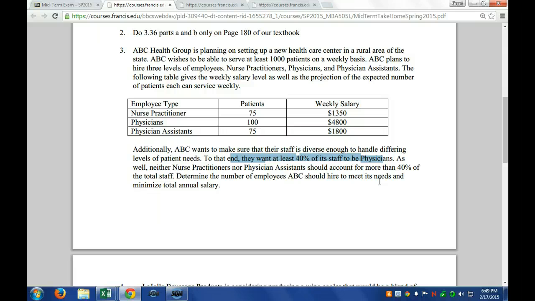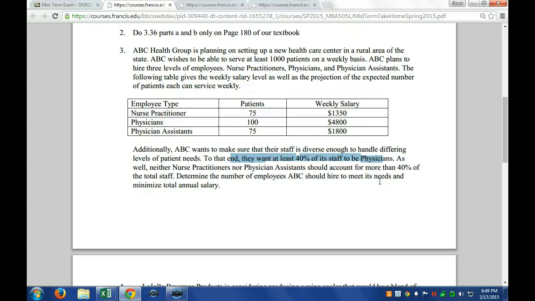As well, neither nurse practitioners nor physician assistants should account for more than 40% of total staff. Don't let that one confuse you. That's two separate constraints. We're going to have a constraint that says nurse practitioners has to be less than or equal to 40%, and then another constraint that says PAs have to be less than or equal to 40%. So you're going to have three summation variable constraints here.